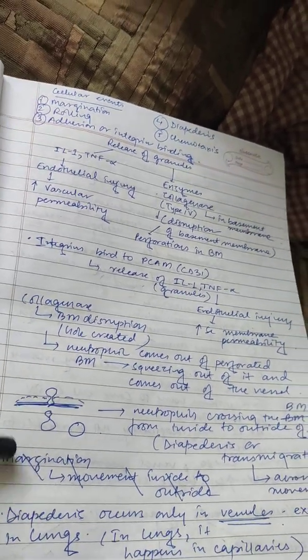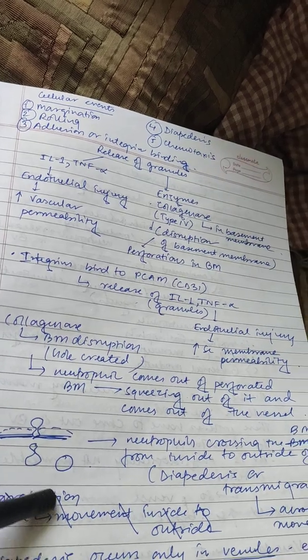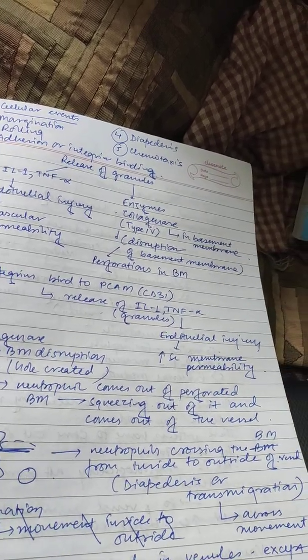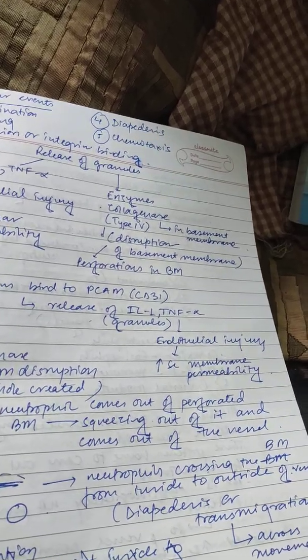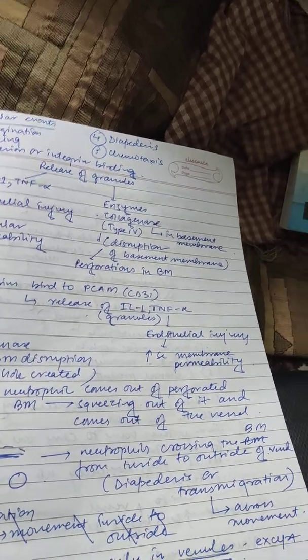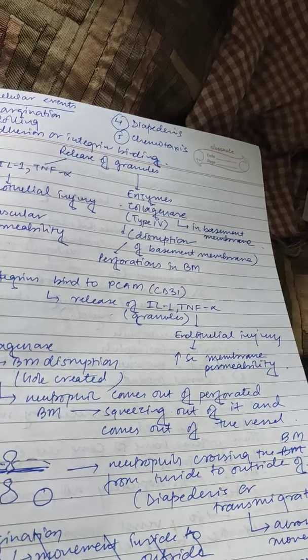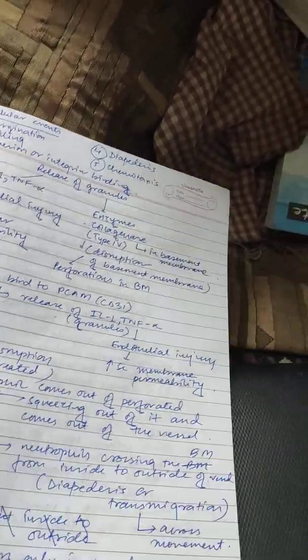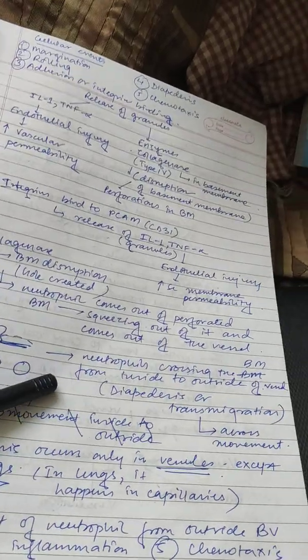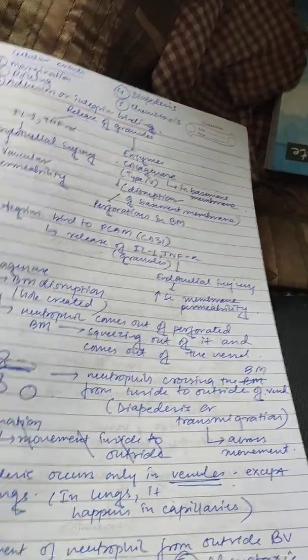And as you can see, they generally squeeze out like this. The neutrophils can cross the basement membrane from inside to outside. So the movement is from inside to outside, not outside to inside. Inside to outside of the blood vessel. So this is diapedesis or transmigration. This is very important. The diapedesis process is a movement across.